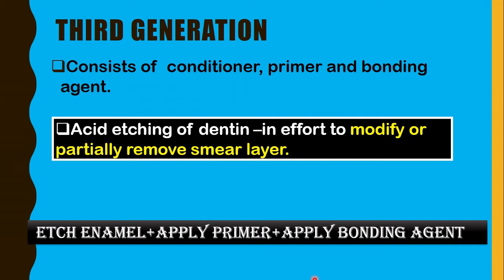Coming on to the third generation of bonding agent, they comprise the conditioner, primer and the bonding agent. An important change in this generation was the acid etching of the dentin in an effort to modify or partially remove the smear layer. So here we etch enamel, apply primer and apply the bonding agent.